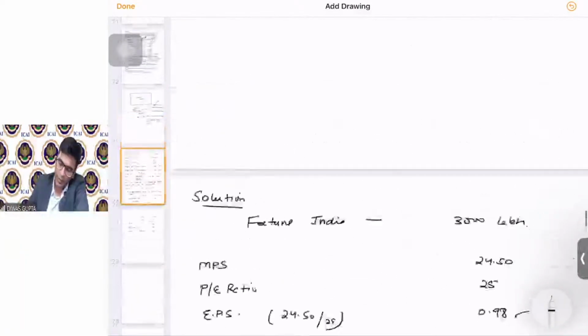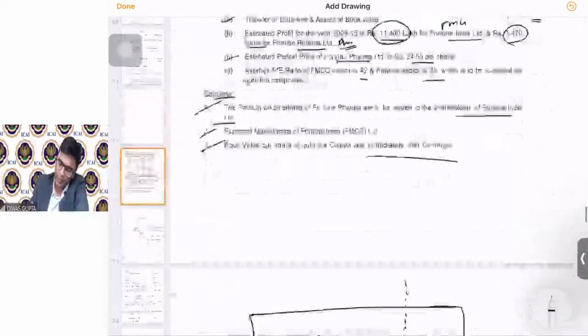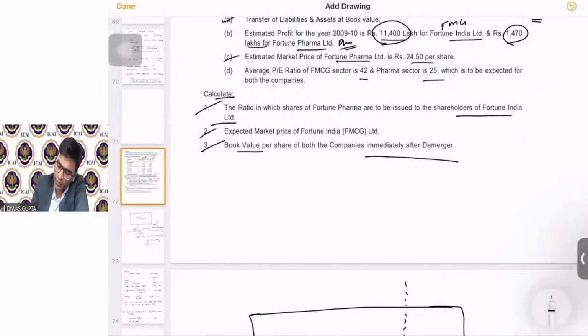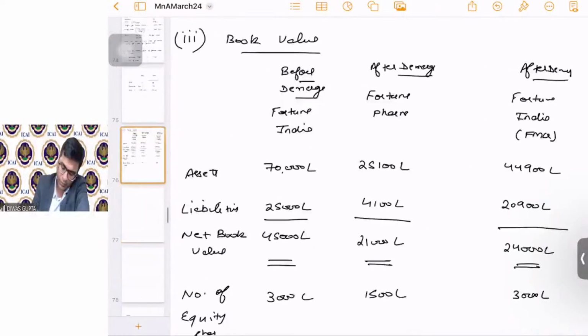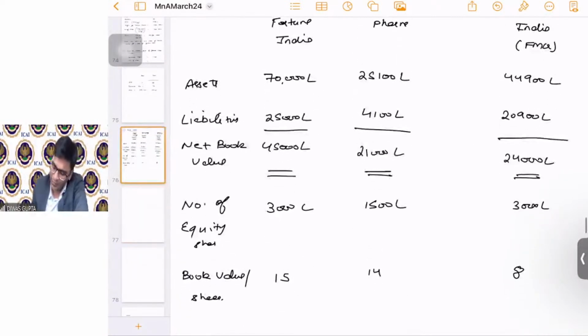So let us go back to the question and see whether we have given the answer. Yes, book value per share of both the companies immediately after demerger. So book value immediately after demerger is 14 and 8.